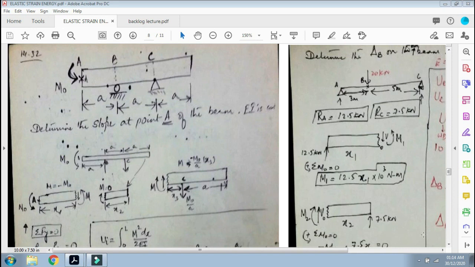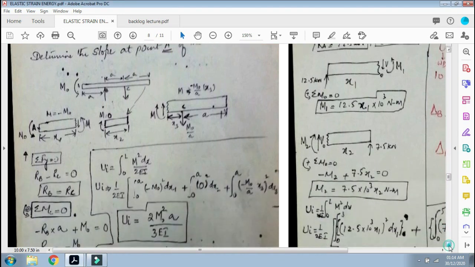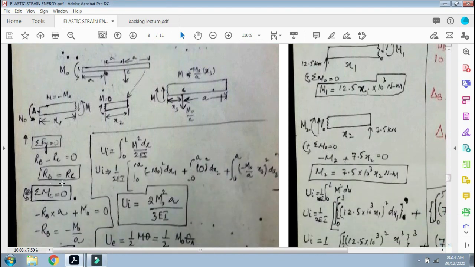So first of all, this is a roller and a pin. We need to find the reactions, and you apply sigma Fy, you get RB equals RC. You apply summation of moments at C equal to 0.